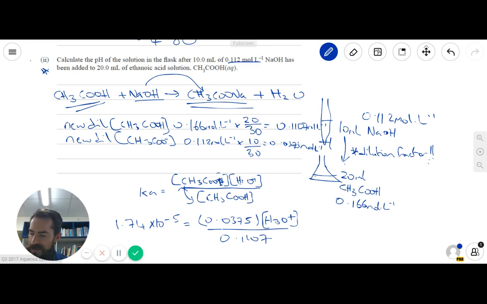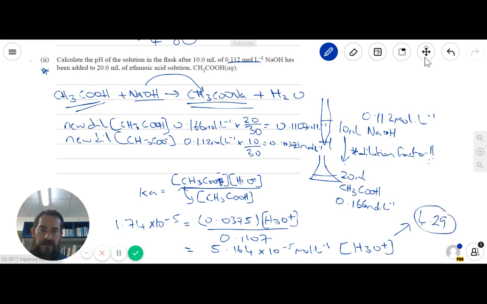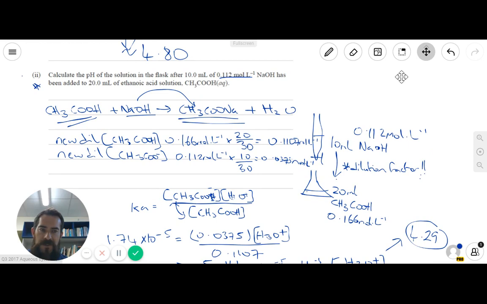And so if you do that calculation out, you should get a number which is 5.164 × 10^-5 moles per liter, and that equals the concentration of the hydronium ions. And then, of course, if you take the negative log to the base 10 of that, you should get a pH, and the pH for that works out to be 4.29. So 4.29 is not far off the predicted 4.80.